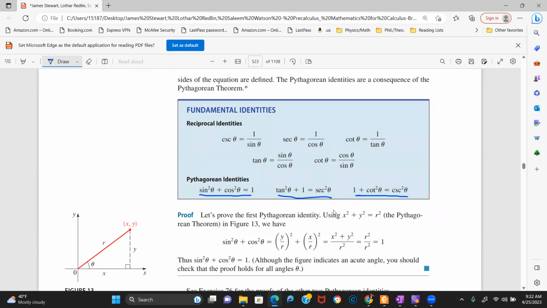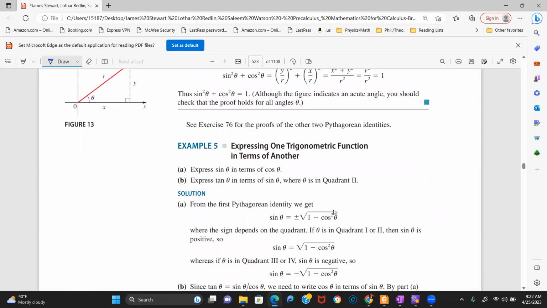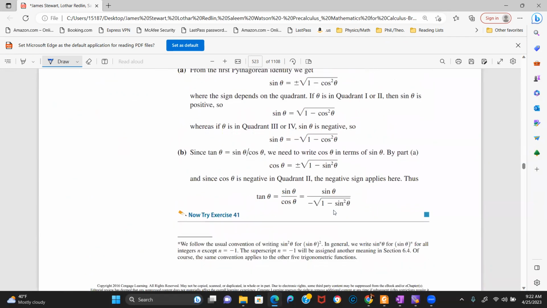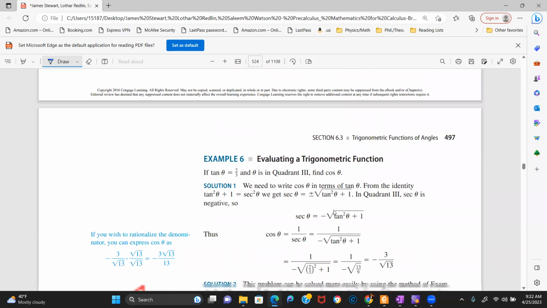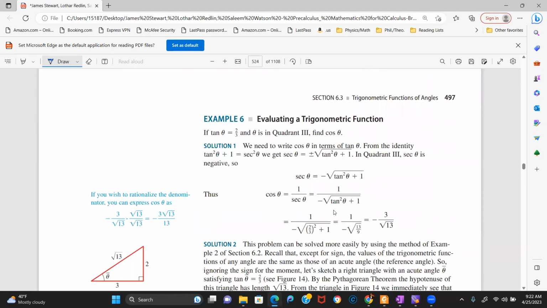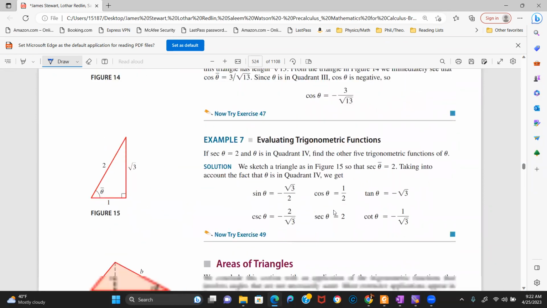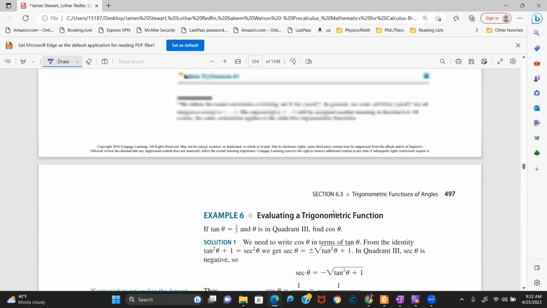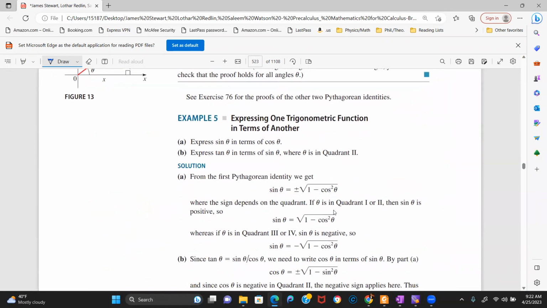But collectively, they're called the Pythagorean identities. All right. Let's see. Oh, this is just using them. Okay, that's good. All right, so we want to express cosine, a sine in terms of cosine.